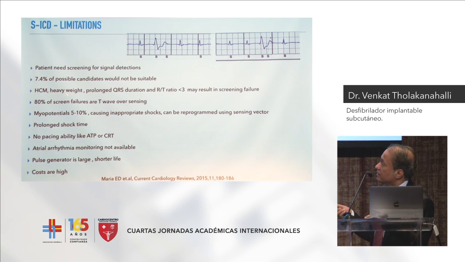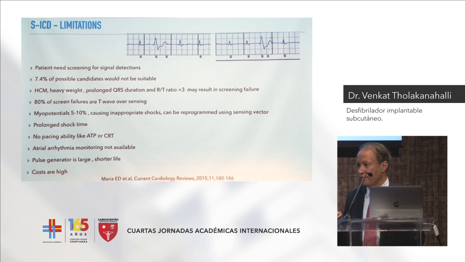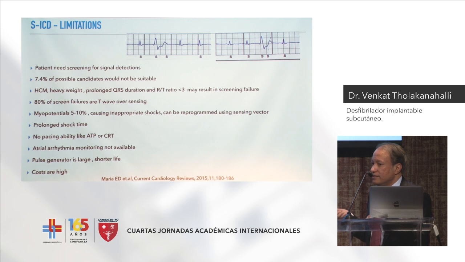Particularly, you can come across hypertrophic cardiomyopathy type of patients and very heavy weight patients. And the screening failures happen mostly because of the T-wave oversensing. And if the patients have myopotentials, oversensing, that may be a problem causing the inappropriate shock. And the prolonged shock time is very scary for a lot of people, but a lot of times it is actually handled very well. In all the studies, there's no big difference between the shock of 80 joules versus 31 joules, what we see. So the patients didn't have any huge difference.